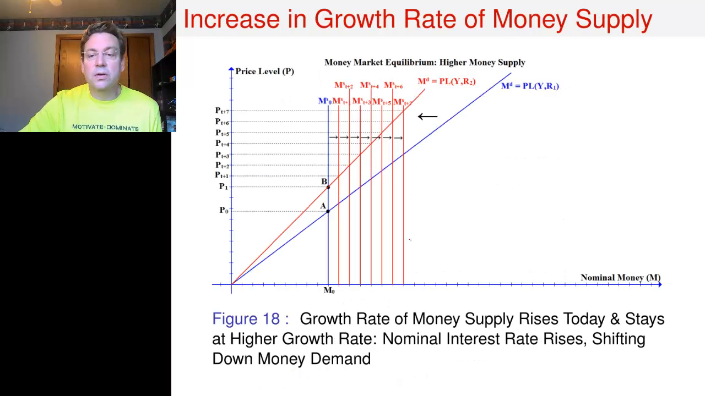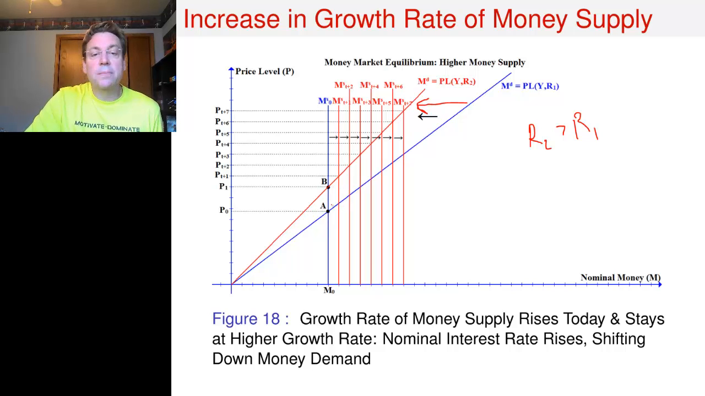So here is the money market. We have the price level on the vertical axis, money supply on the horizontal axis. The announcement at time T that money is going to grow at 10% forever makes the nominal interest rate jump. So R2 is bigger than R1. That generates a backward shift in the demand for money. Money holders want to hold less money for any given price level.